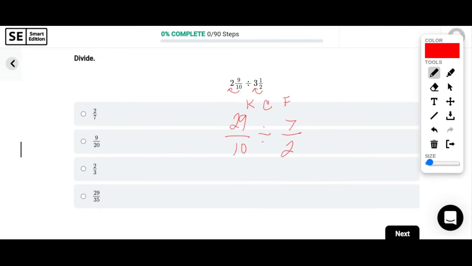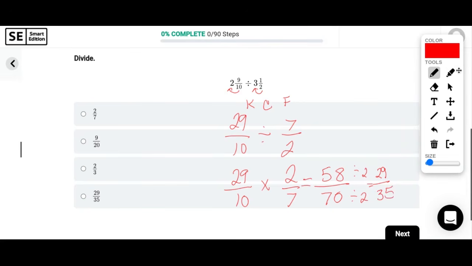So keep, change, flip. So what that means is I'm going to keep my first number. I'm going to change from division to multiplication, and I'm going to flip my second number, change the top and the bottom. So really what I need to solve is 29 over 10 times 2 over 7. And when I multiply through, I get 58 over 70. And both of these are even, so I'm going to divide by 2 to get my final answer of 29 over 35.